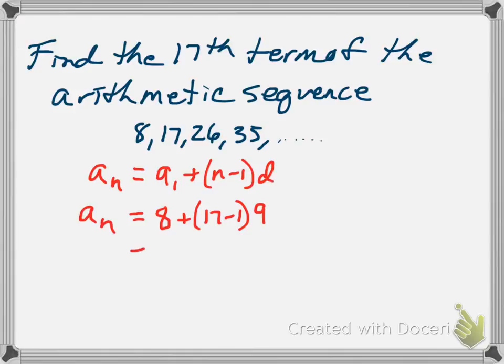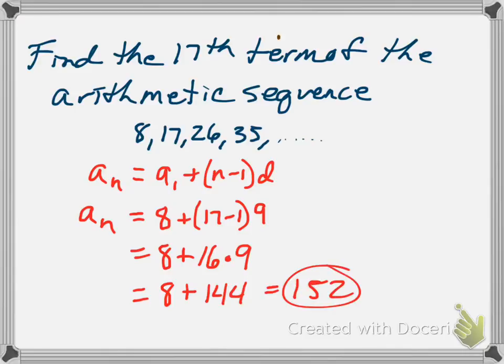17 minus 1 is 16. 16 times 9 is 144. 8 plus 144 is 152.